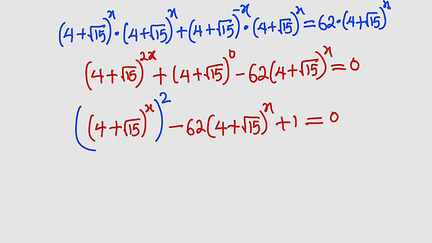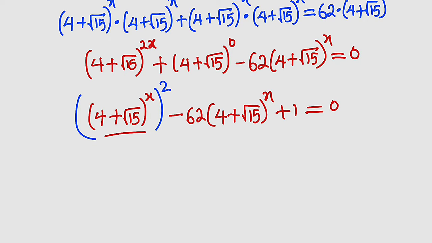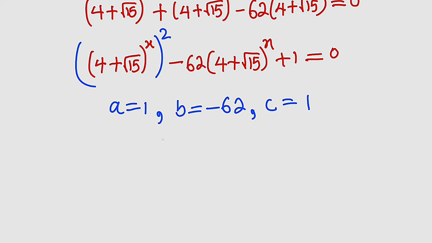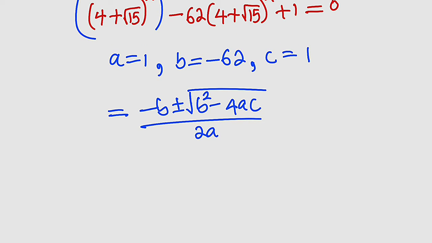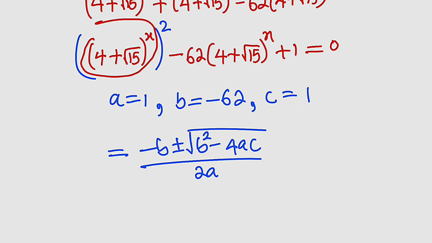This is now a quadratic equation in terms of (4 + √15)^x. The leading coefficient here is 1, therefore a is equal to 1. The coefficient of the middle term, b, is equal to negative 62. And the constant c is equal to 1. Remember our formula is always x equals minus b plus or minus the square root of b squared minus 4ac, divided by 2a. So now let us plug everything in, but this is what we are solving for, the whole of (4 + √15)^x.